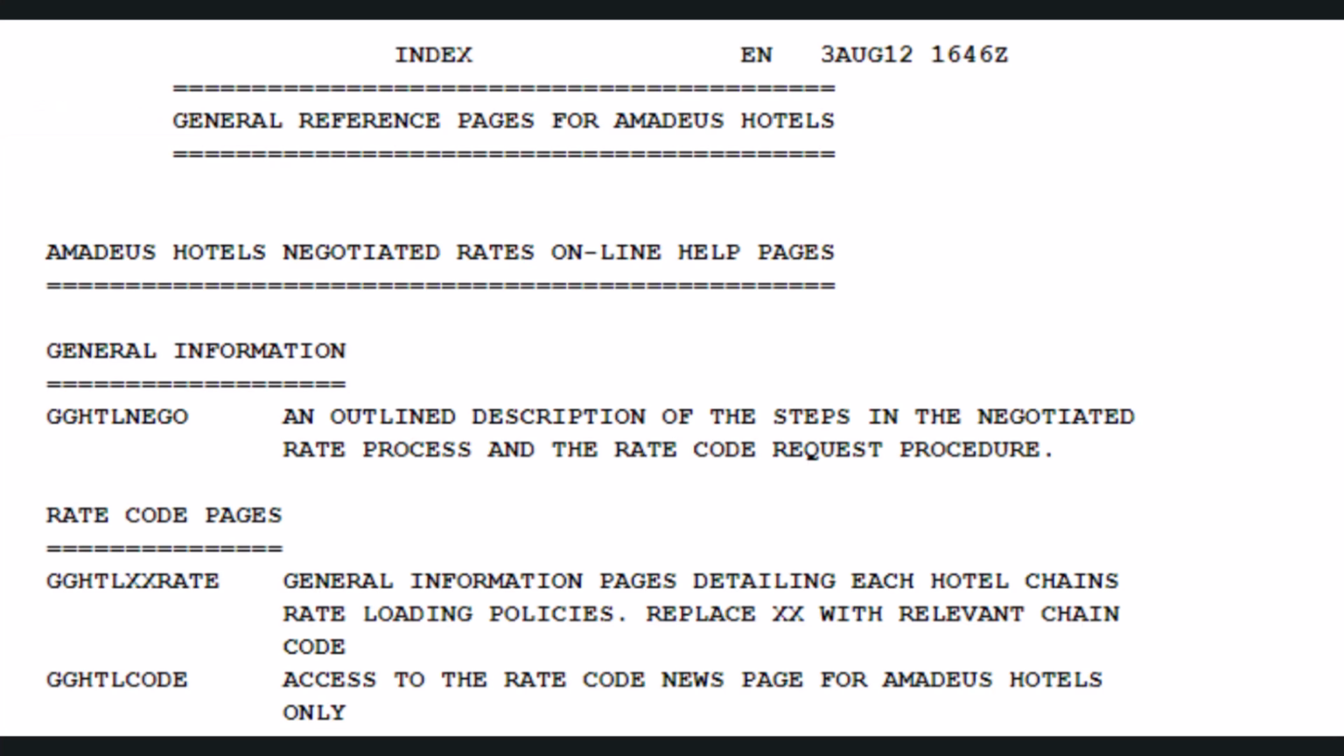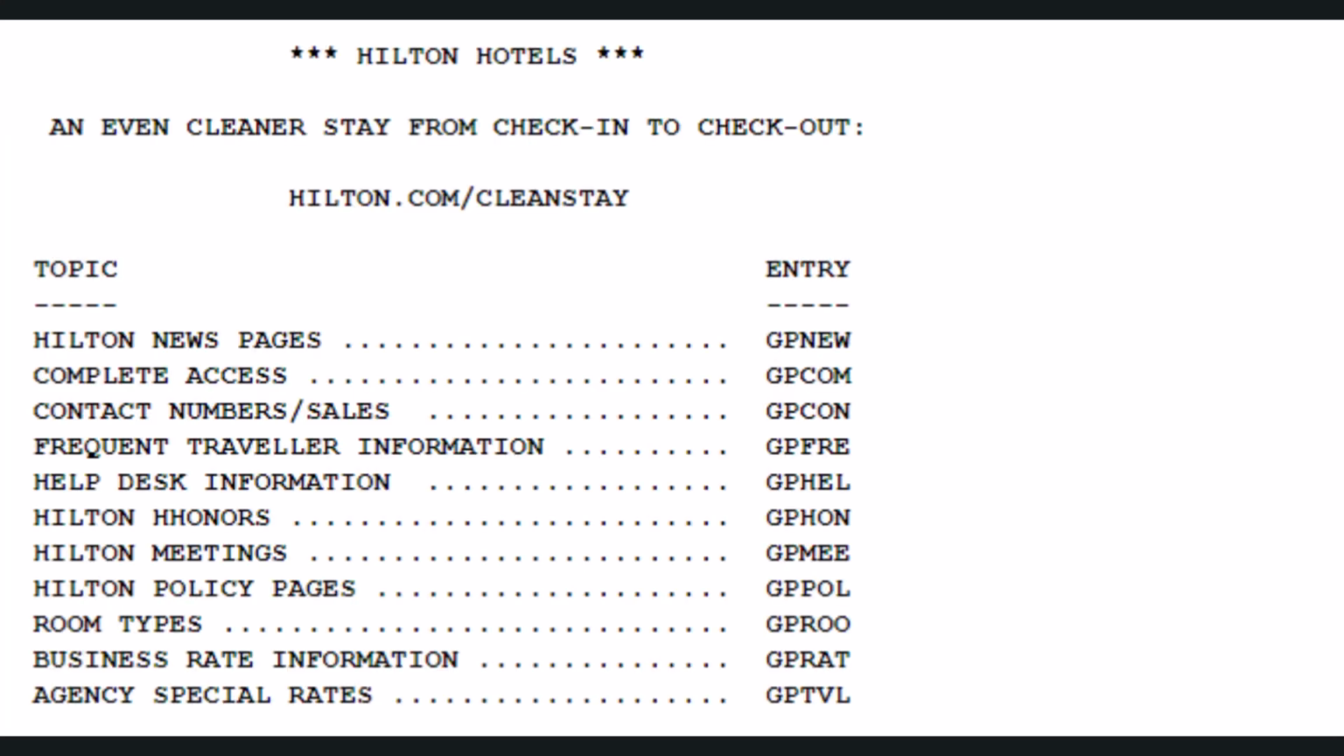To explore specific hotel chain information pages, use the GG transaction for Go and Get Information, followed by HTL to identify the hotel, then HL for the Hilton Hotels chain code and press enter. Here are the general information pages for Hilton hotels.